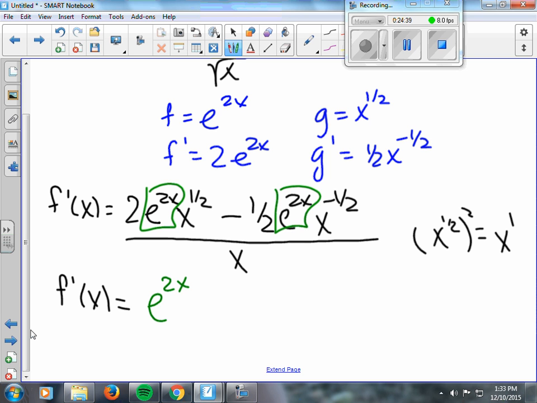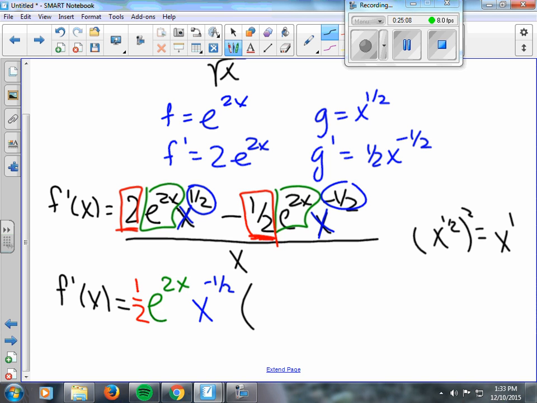Also, I have an x. I'm going to factor out an x. I choose the smallest exponent to factor out. That would be a -1/2. I also want to factor out the 1/2. Why not? I know that 1/2 does go into 2. It goes into 2 4 times. So what do we have left? Well, 2 divided by 1/2 is 4.